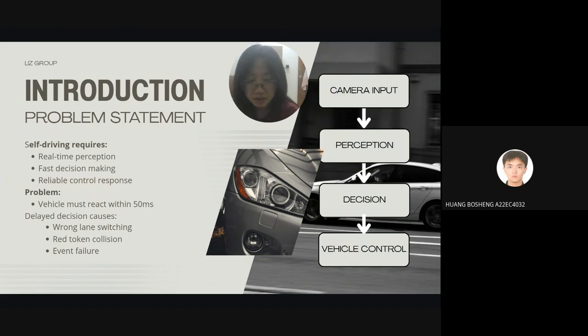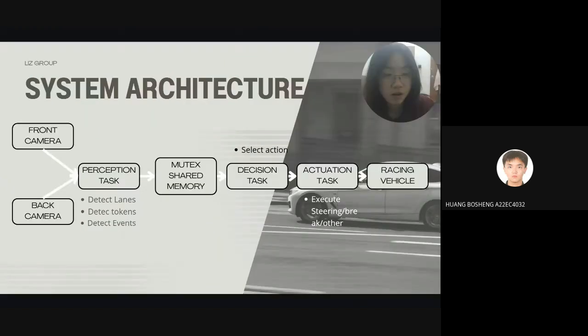So if the vehicle fails to react within the time, it may cause a red token collision, which will decrease the speed, or a collision with the police car, which will cause the game over effect. And if it doesn't have a reliable control response, it will cause wrong lane switching or twitching between a lot of lanes, and also event failure, for example the golden lane event.